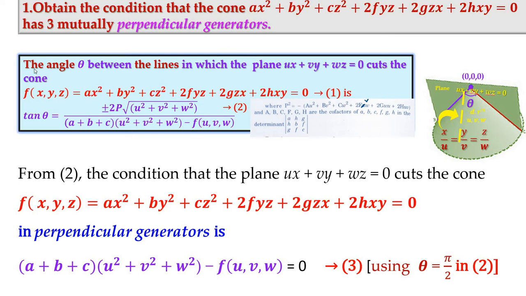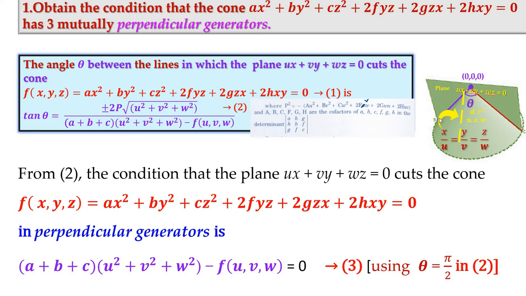Now we'll just recall the angle between the lines in which the plane ux plus vy plus wz equal to 0 cuts the cone. So this is the cone given to us. This is the cone that we have, and the plane we consider is ux plus vy plus wz equal to 0. Both the cone as well as the plane pass through the origin, and these are the two lines at which the plane cuts the cone.